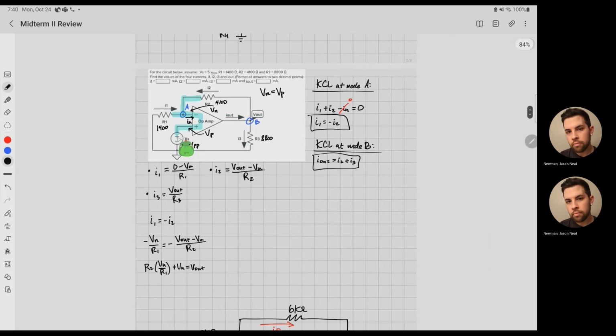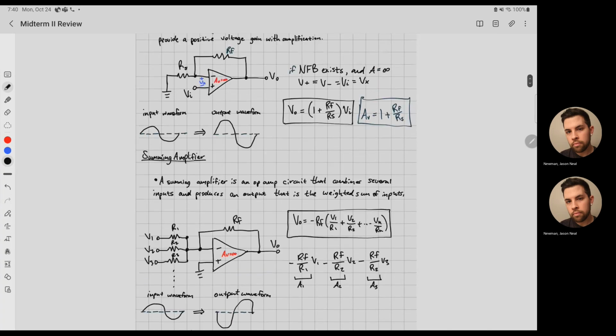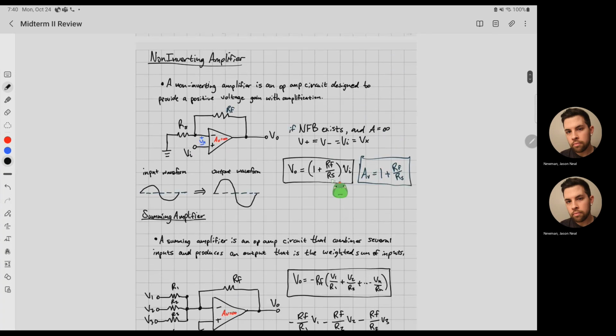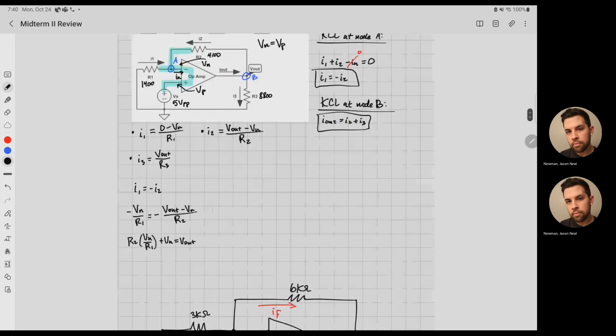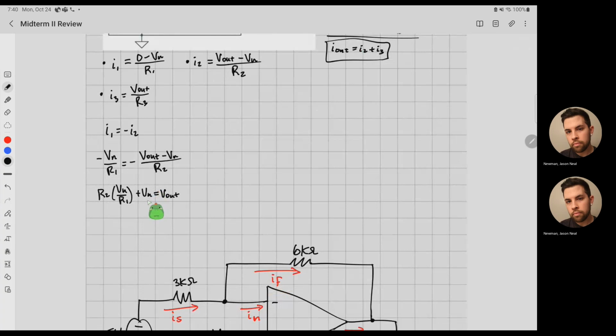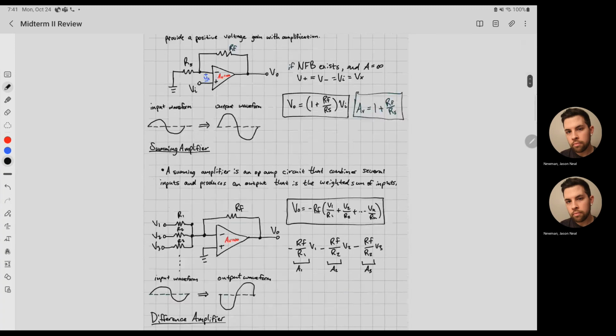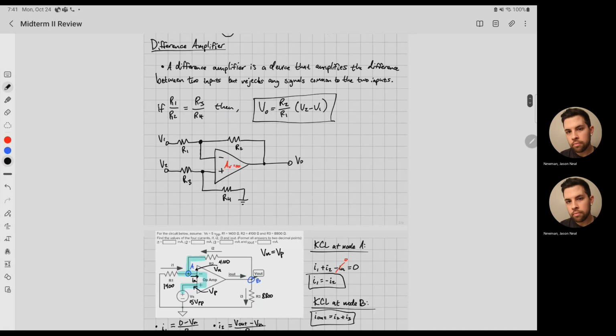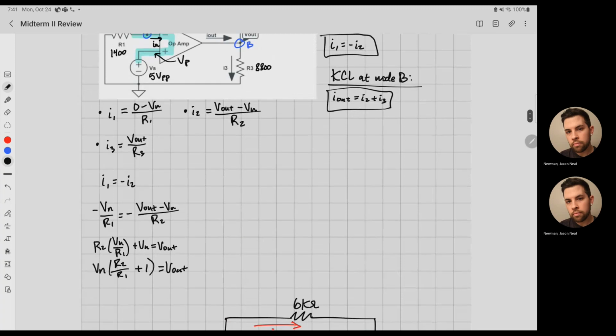And this is a non-inverting amp, so let's see how close we got to the actual equation. Non-inverting: the input voltage times one plus RF over RS. So if we factored out a Vn here, it'd be Vn multiplied by, and then we could bring this R2 in, R2 over R1 plus 1. And I think that's actually it. Yeah, that's the equation we get. So I was just doing a long-winded way of proving that formula, essentially.